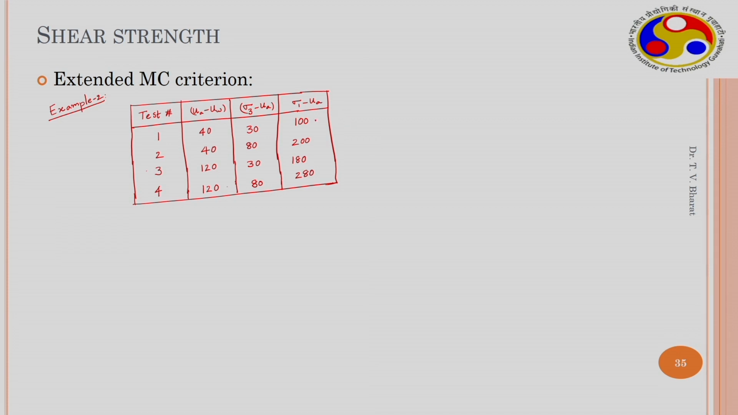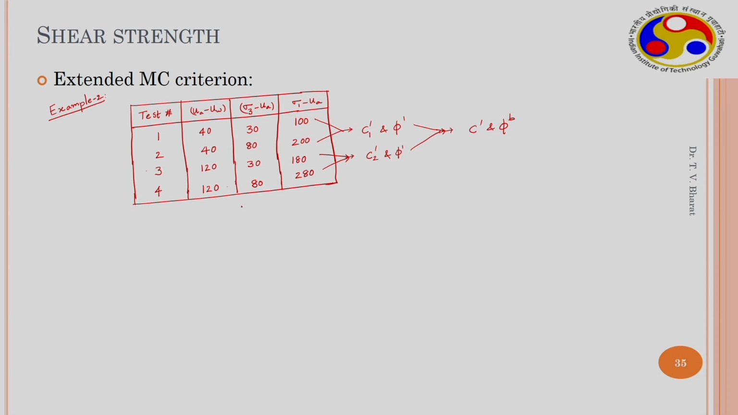So, briefly I discussed this using these 2 test data sets. Using these 2 test data sets, you can obtain C1 dash and phi dash, and using these 2 test data sets, you can obtain C2 dash and phi dash. So, using these two test data, you should be able to get C dash and phi b. Let us see how we get.